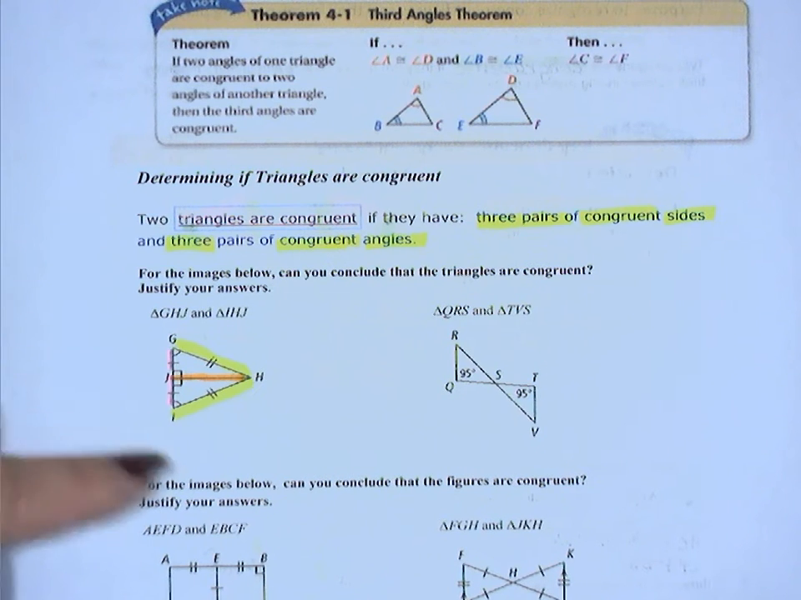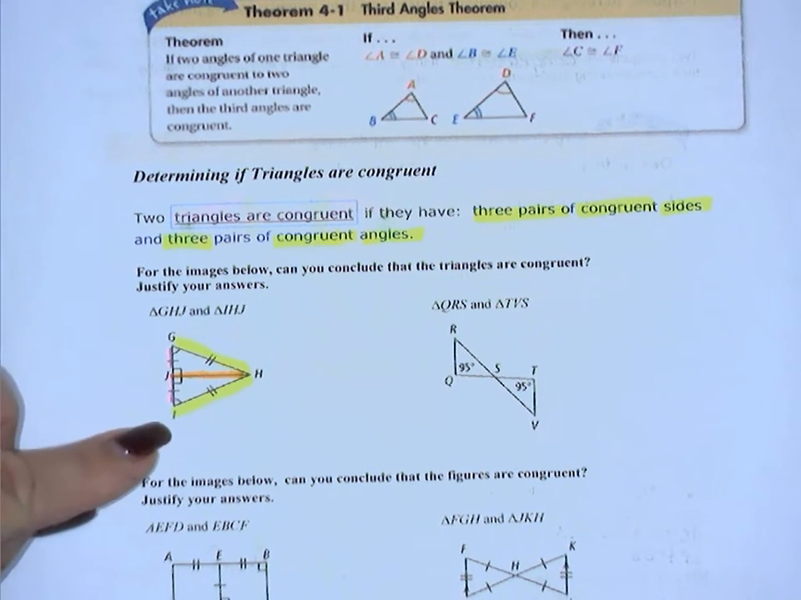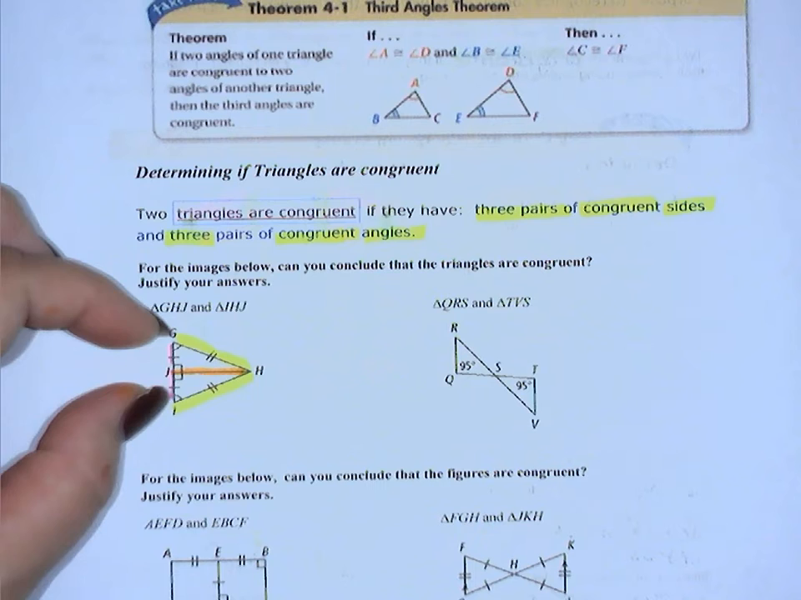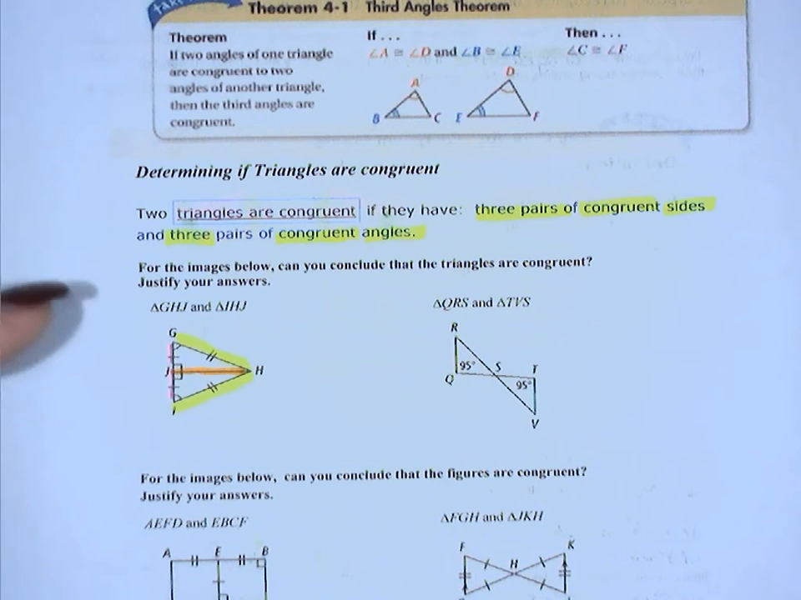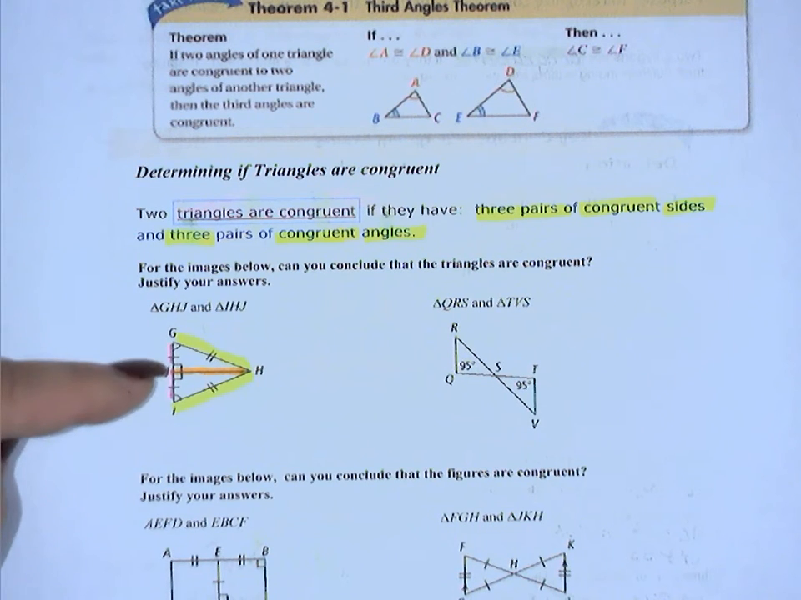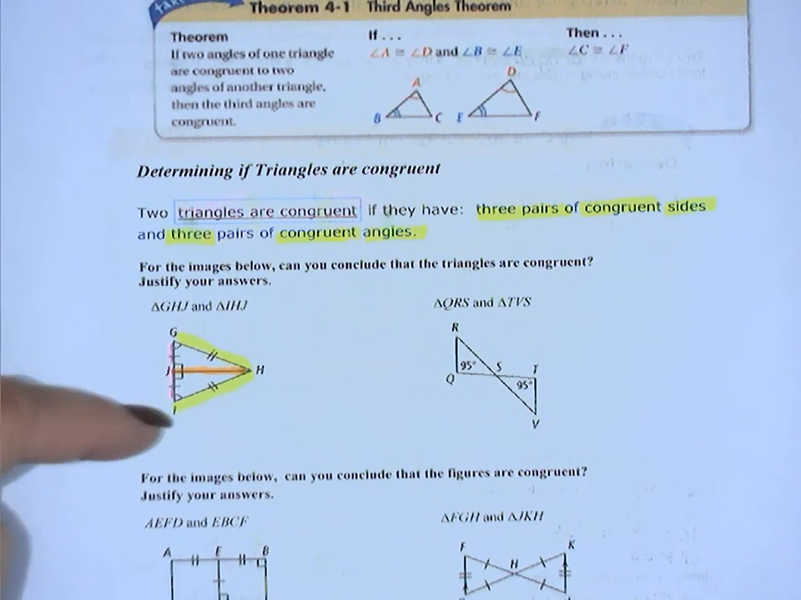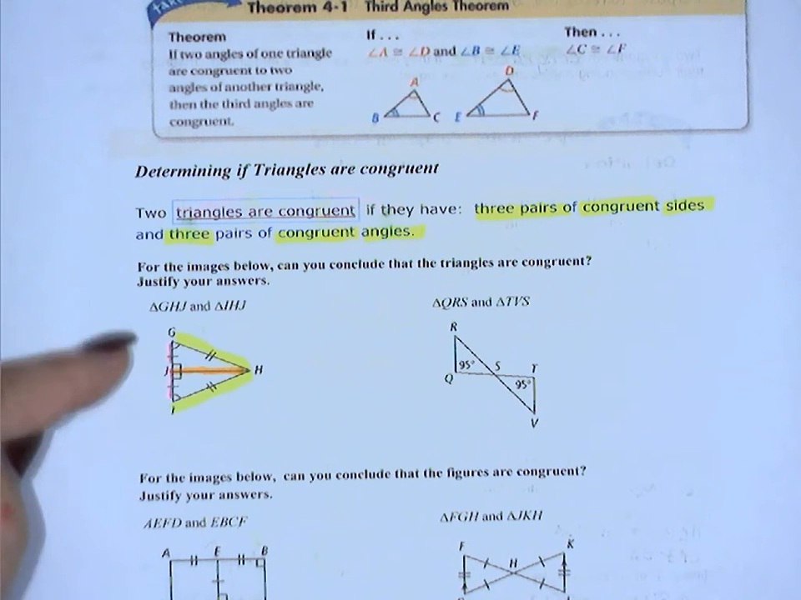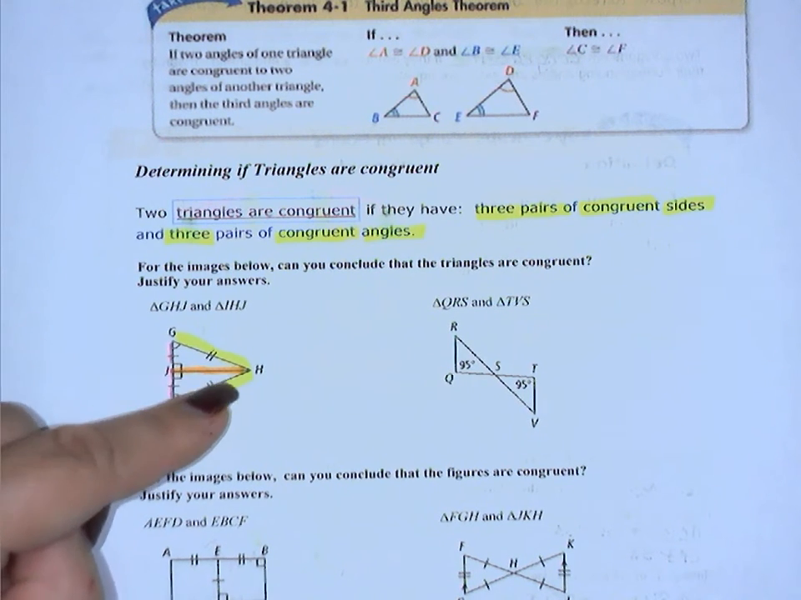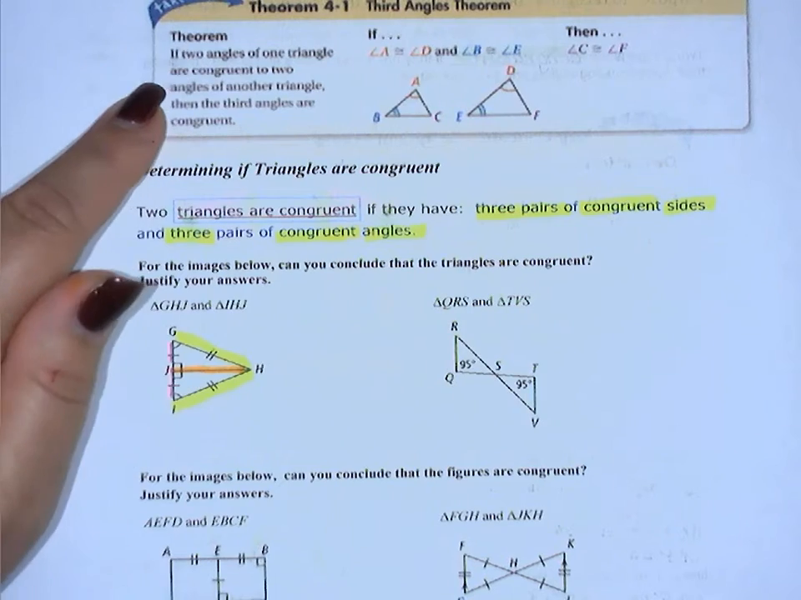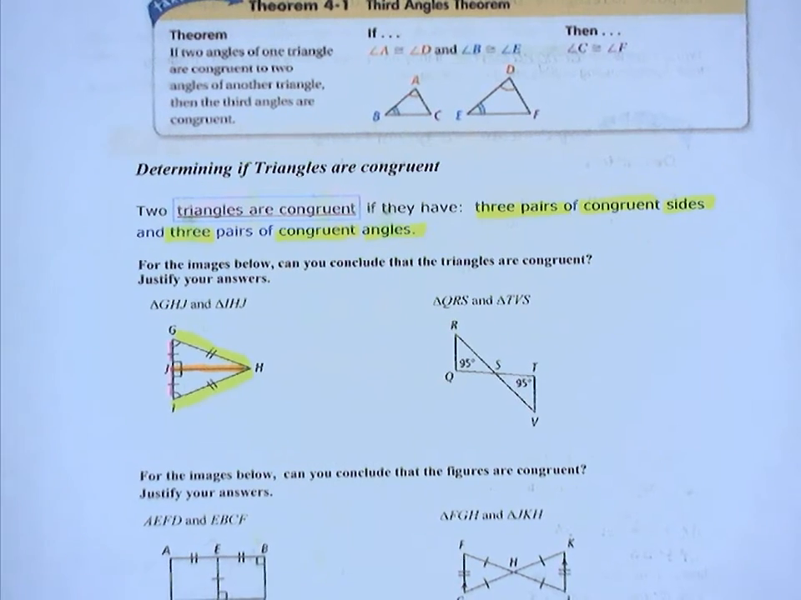Well, these angles right here, I and G, are congruent because it's given. And angle GJH and angle HJI are congruent because they're both right angles, and all right angles are congruent. And therefore, the third angle is congruent based on my third angle theorem. So yes, this one is congruent.